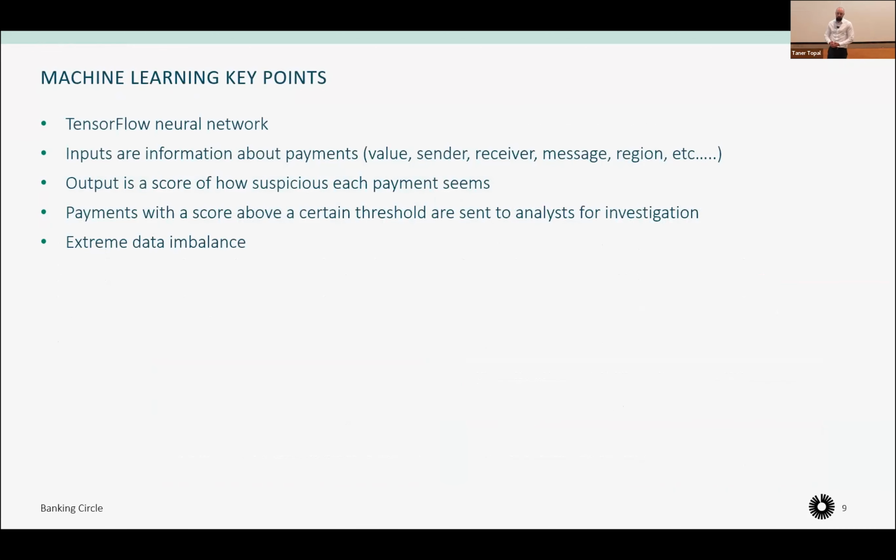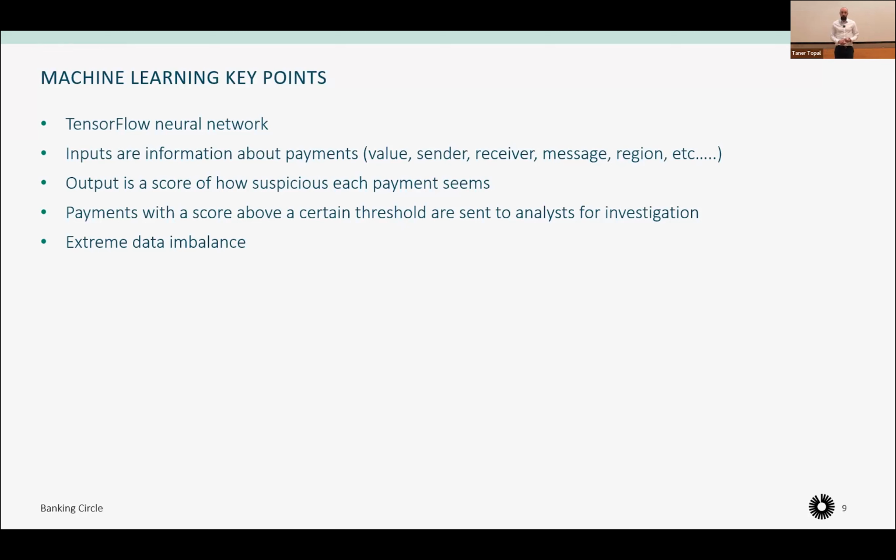So a few key points about how we do machine learning. As I mentioned, it's a neural network, so we use TensorFlow. Inputs are information about payments. So we actually have quite a lot of these, over 60. But some of them you could guess, right? Value, sender, receiver, the message that's sent with the payment, the region it's coming from, the region it's going to. These are features for us. The output, 0 to 1, is how suspicious a payment looks, with 1 being the most suspicious possible.